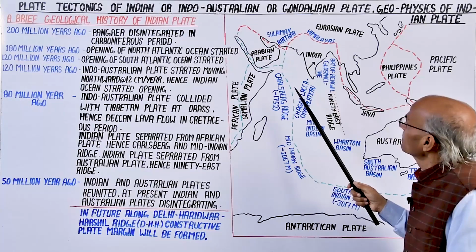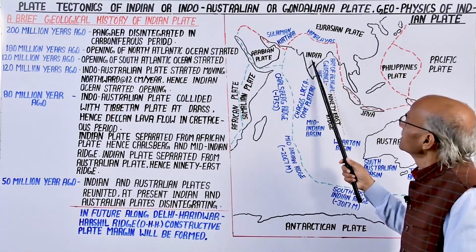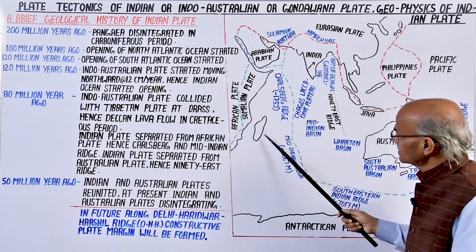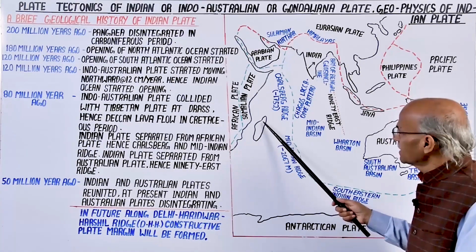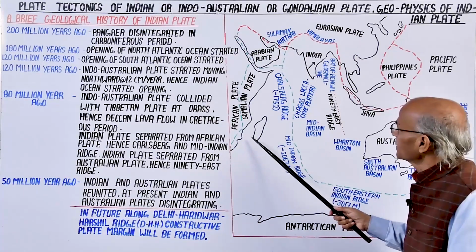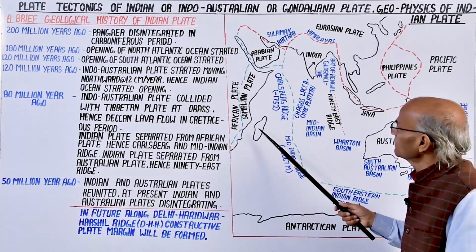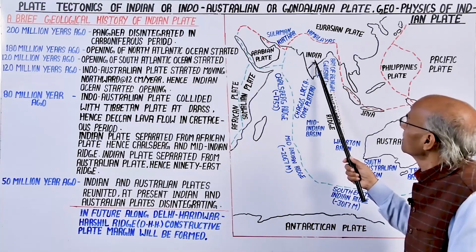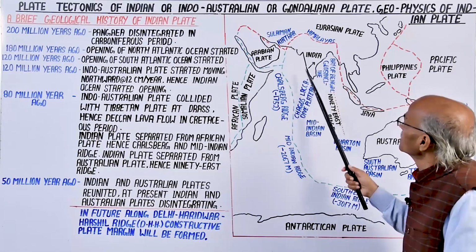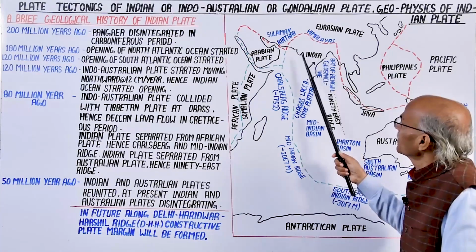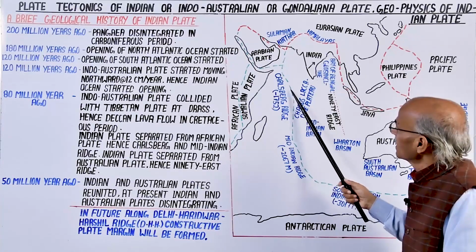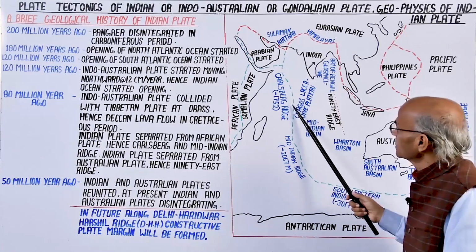Previously, in the geological past, this Indian plateau was physically attached with Madagascar, and Madagascar was physically attached with South Africa. Due to some endogenic forces, India was separated from Africa. Slowly it moved here, forming a constructive plate margin along this Carlsberg Ridge.